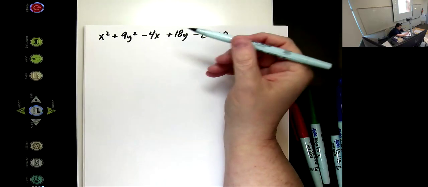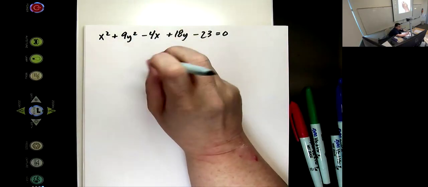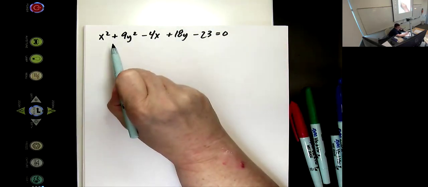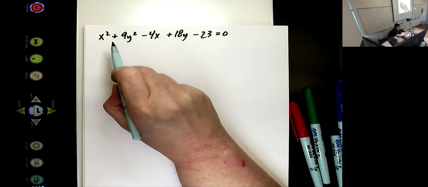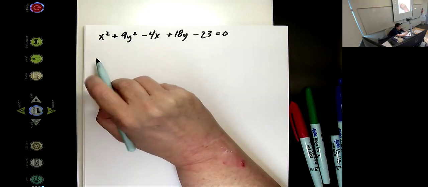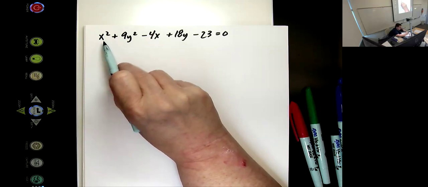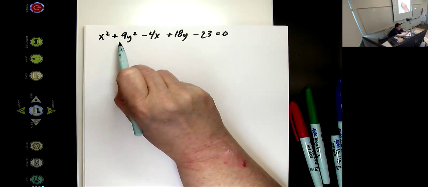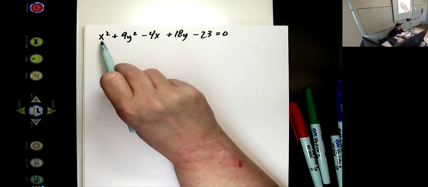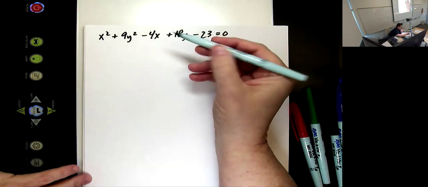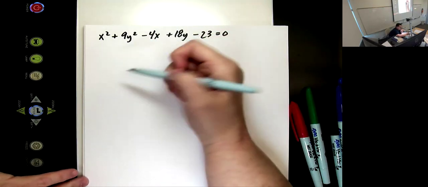The way to tell the difference between the parabolas, ellipses, circles, and hyperbolas: parabolas only have one squared thing. Everything else has two squared things. If x squared and y squared both have a 1 in front of them, or the same number, it's going to be a circle. If they've got different numbers and they're both positive, it's an ellipse. And if they've got different numbers and one is negative, it's a hyperbola. So this has different numbers and both positive, so this is going to be an ellipse.